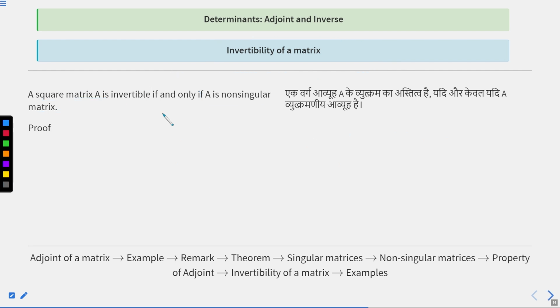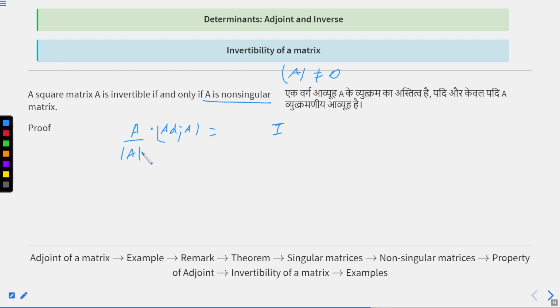Let me give you a real quick proof for that, as this proof is quite easy to understand. Now you all know A multiplied with adjoint A will give you determinant A times identity. As A is non-singular, determinant of A cannot be 0. If this cannot be 0, then I can easily divide by determinant of A, as determinant of A gives me some real number. So this will be cancelled. Now you are left with this thing.